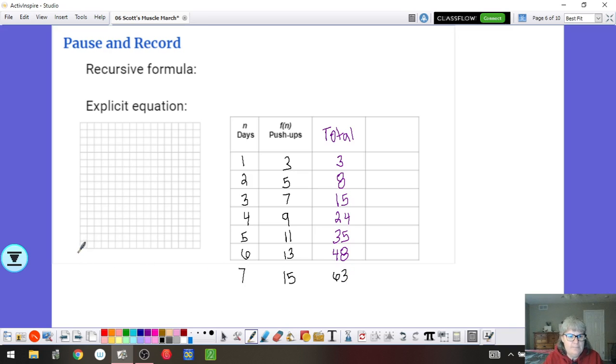Let's graph this. So we have the day number, and then on the side we have the total number of push-ups. I'm going to need to adjust my scale this time. I'm still going to go by 1 across the bottom. We might as well include the 7. But I'm going to go by 5 on my vertical, but I'm only going to label every 10.